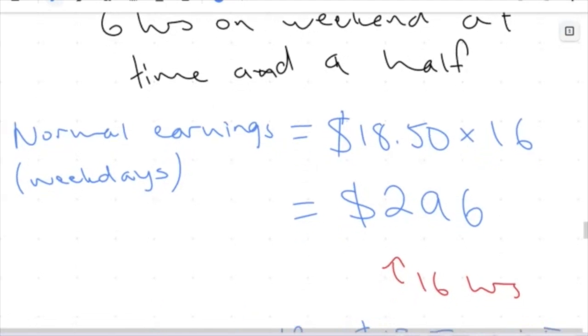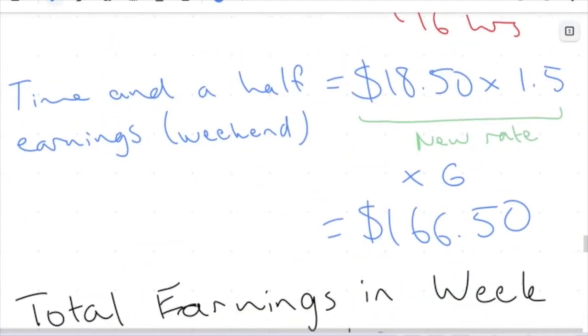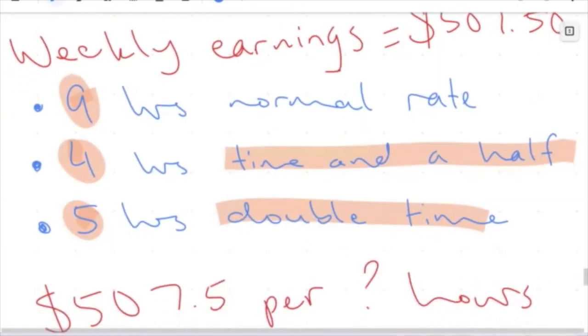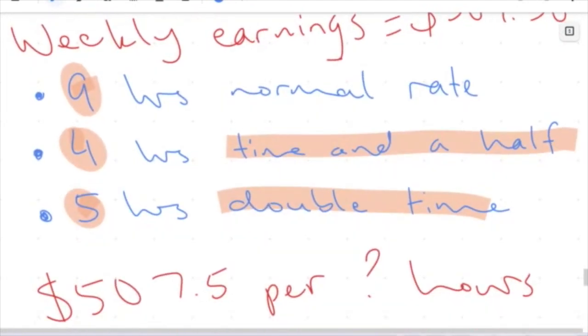So this is how you can find your new normal rate, because you're dealing with equivalent hours worked. These times here, at time and a half and double time, are equivalent to you working more hours, twice as many hours, or 1.5 times as many hours. But that is how we can start working with calculating income.